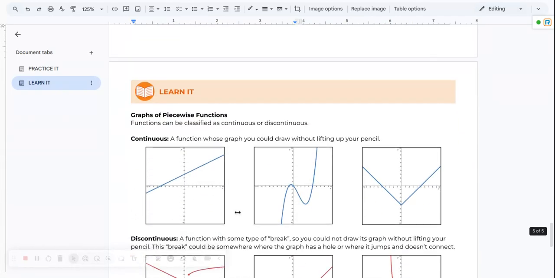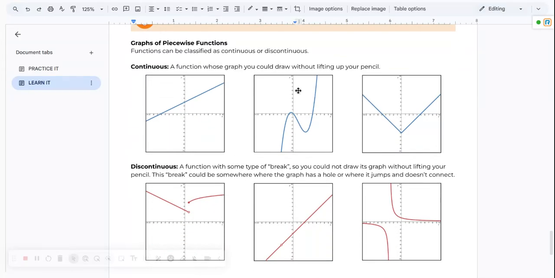Now let's take a look at another topic you're going to be practicing. Graphs of functions can be continuous or discontinuous. Continuous means that you could pretty much draw the graph without lifting up your pencil. There are no holes or jumps. So for all these functions, they continue. There are no spaces between the graph.